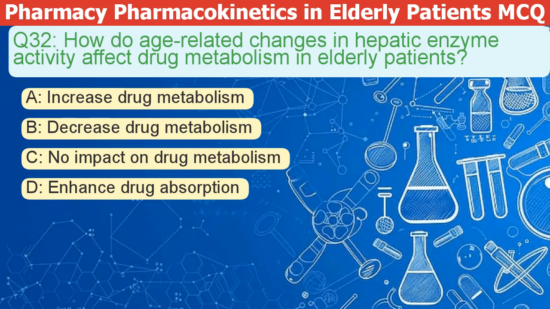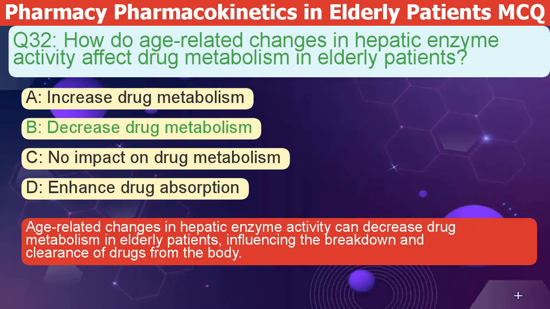How do age-related changes in liver enzyme activity affect drug metabolism in older adults? A. Increase drug metabolism. B. Decrease drug metabolism. C. No impact on drug metabolism. D. Enhance drug absorption. The correct answer is B. Age-related changes in liver enzyme activity can decrease drug metabolism in older patients, influencing how their bodies break down and clear drugs.